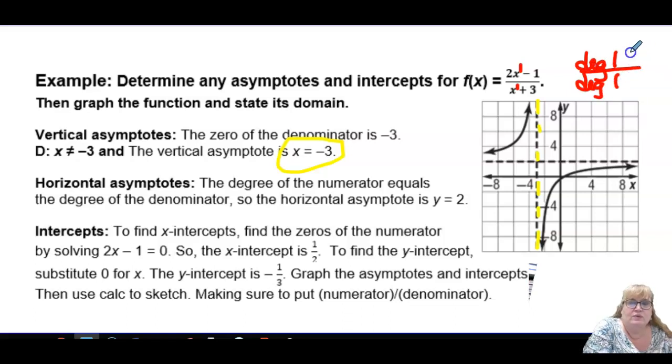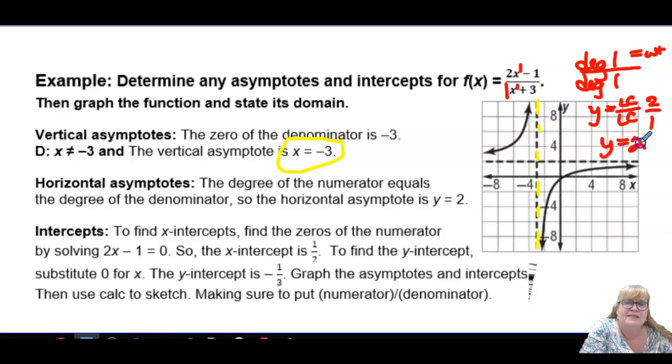So it is equal weight, which means the rule is you do y equals leading coefficient over leading coefficient. And that's where the 2 comes in. This 2 is a leading coefficient of 2. Down here we have a leading coefficient of 1. So we get y equals 2 as the end behavior or horizontal asymptote. So that is this line because they're counting by 2's. So that is the horizontal asymptote.